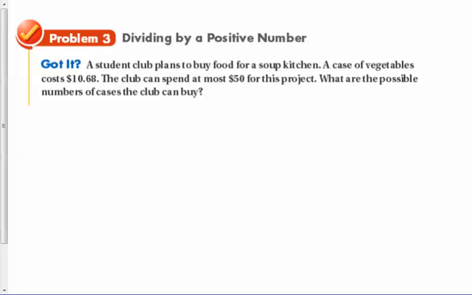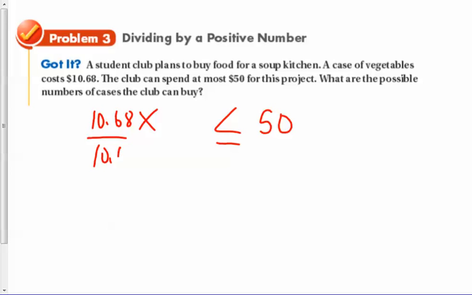All right, so a student club plans to buy food for a soup kitchen. A case of vegetables costs $10.68. The club can spend at most $50 for this project. So the cost has to be less than or equal to 50 bucks. So you've got $10.68 per case, so I'm going to times that. Now I'm going to divide both sides by 10.68.